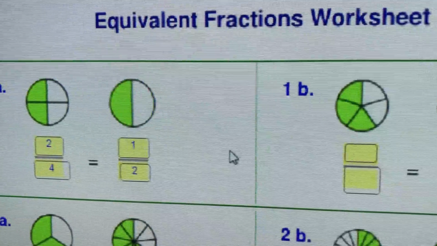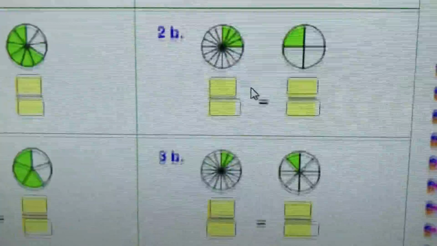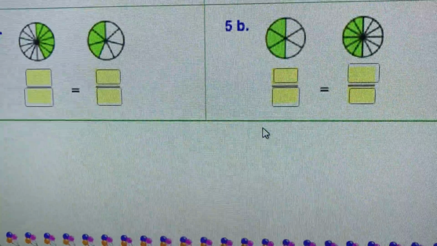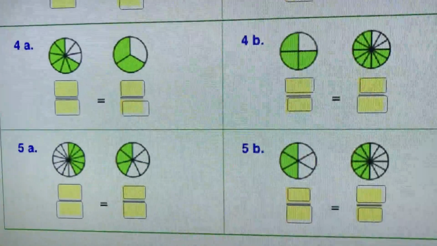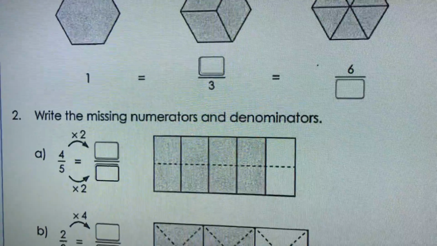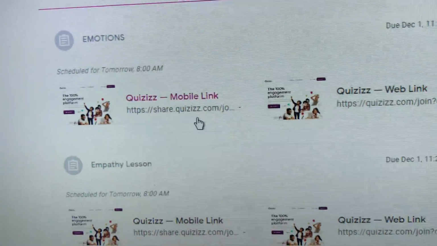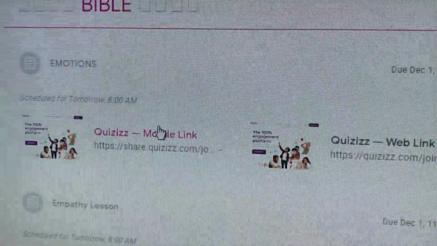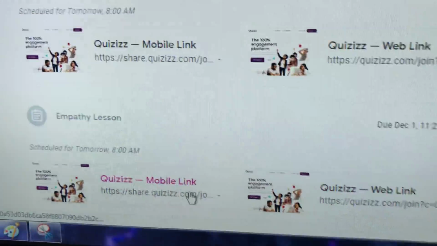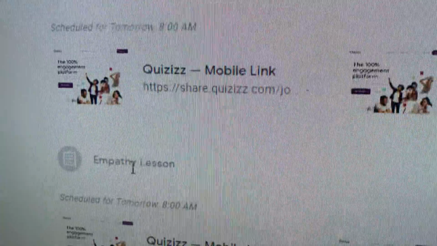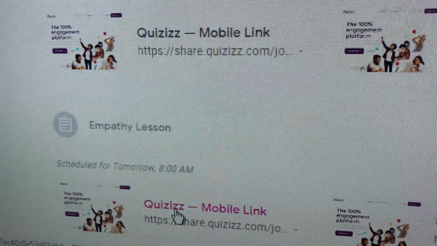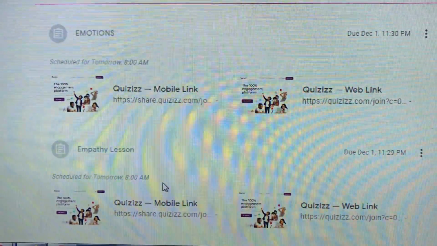So for that one, as you see, you're gonna do it here and all of these ones. All right, it's very simple. That's gonna be for math. And finally, for Bible, we're gonna have these quizzes. Remember, you choose one of these two and one of these two, okay? Because one of these is about emotions and another one is about empathy. Listen, okay?